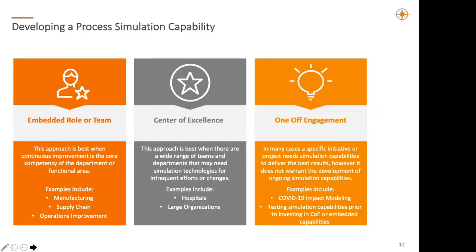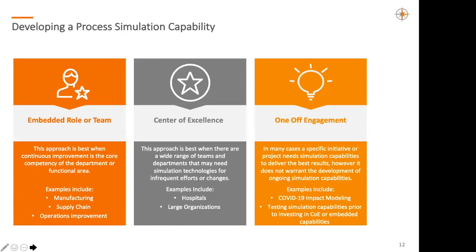So three of the most common ways that process simulation capabilities can be embedded within the organization are embedding a role or team within a department or functional area. This is great when continuous improvement is really the core competency of that department or functional area. Examples include manufacturing, supply chain, and operations improvements functions.